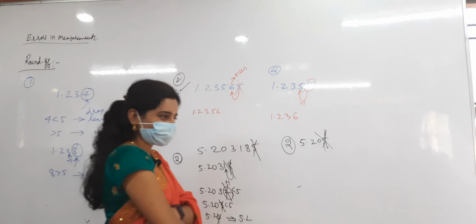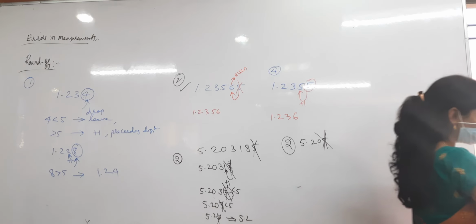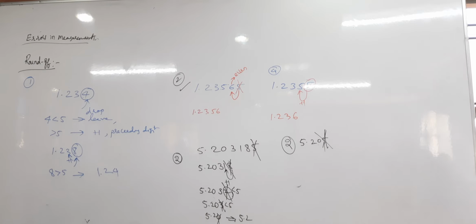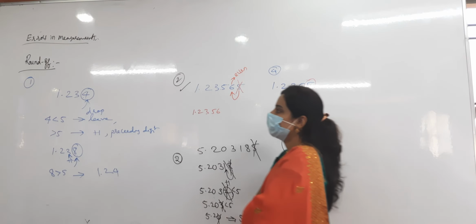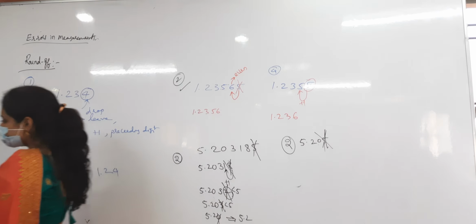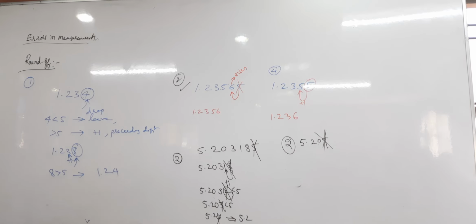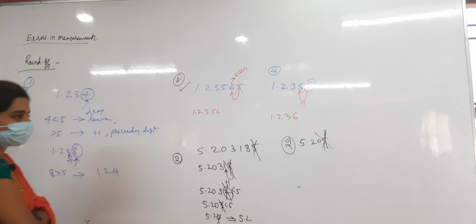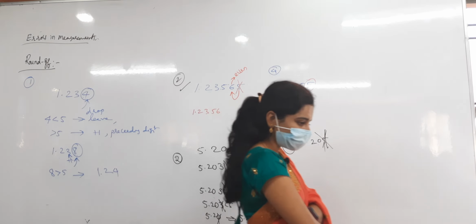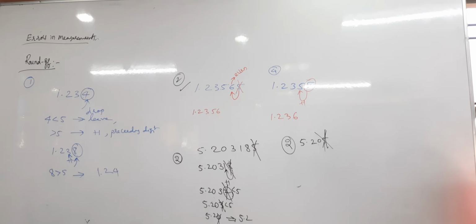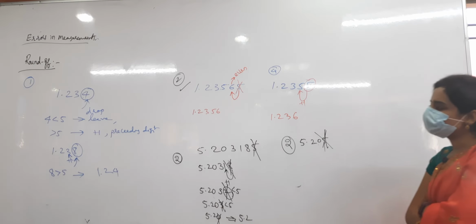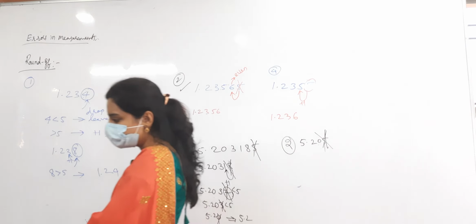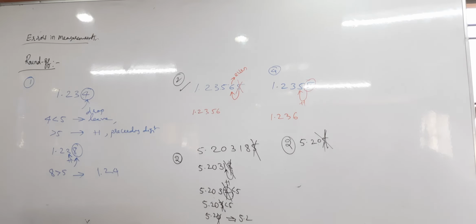Rounding off rules. First rule: observe the last digit in the given measurement. If it is less than 5, just drop that digit.